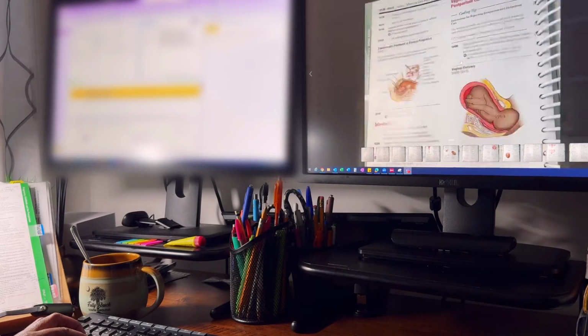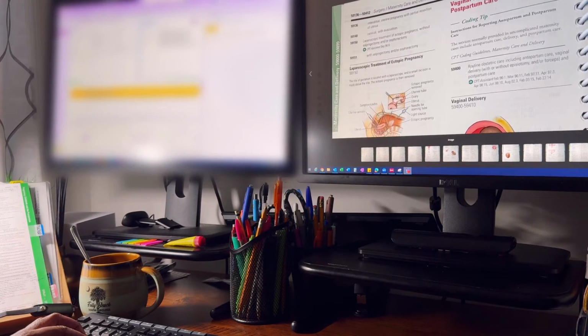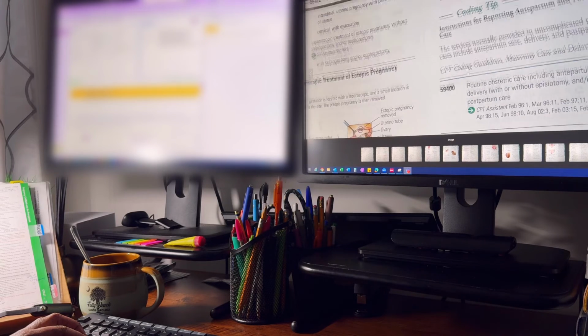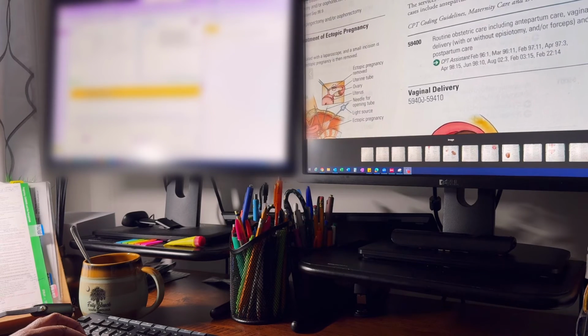Okay, there we go. That's better. So for that code, we went with the 59400, vaginal delivery: routine obstetric care, including antepartum care, vaginal delivery with or without episiotomy and/or forceps, and postpartum care.